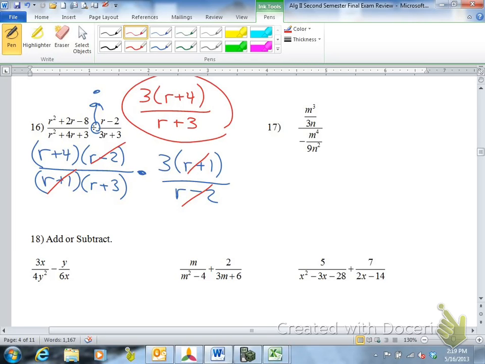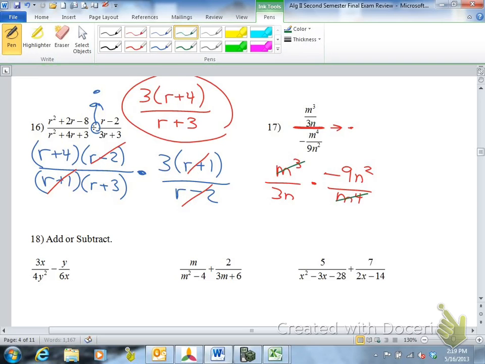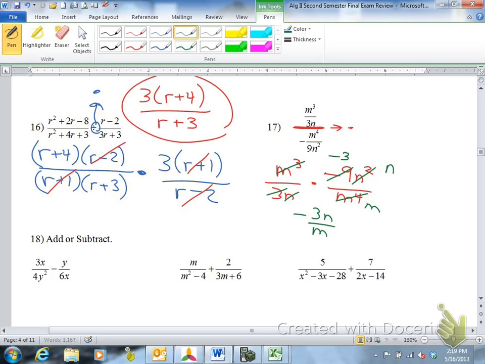17 is called a complex fraction. This fraction bar you're going to rewrite as a product. M cubed over 3n times the reciprocal of the denominator. And then you can divide a bunch of common things out. That's an m. That's an n. 9 and 3. That's a -3. So -3n over m.